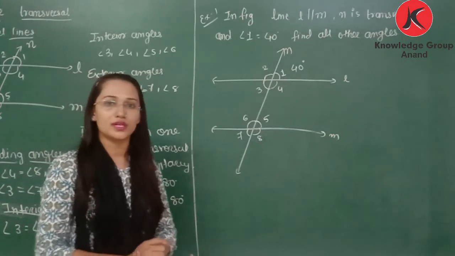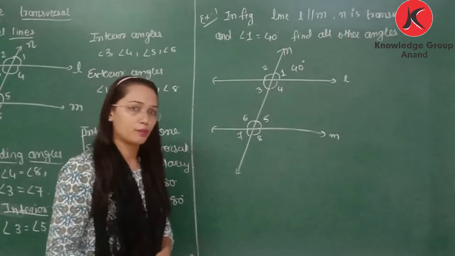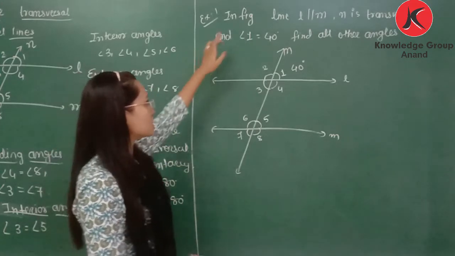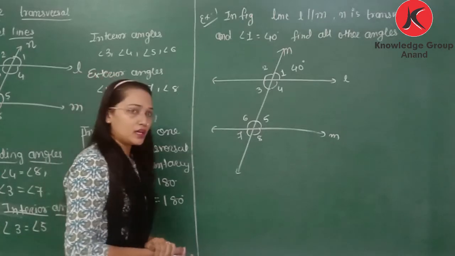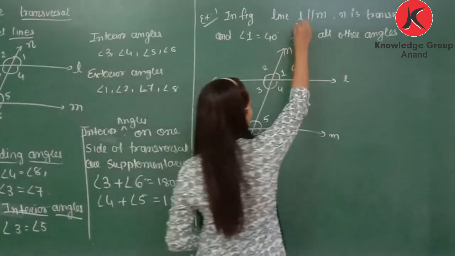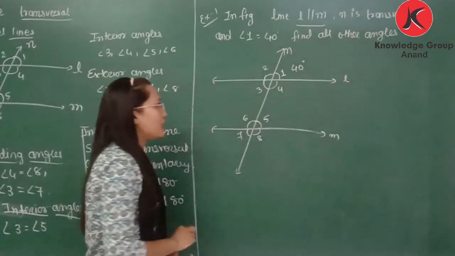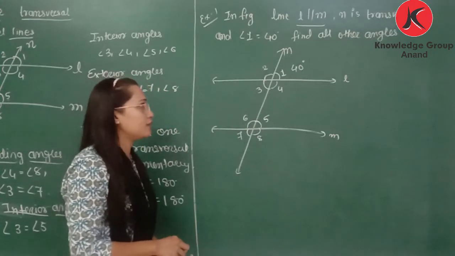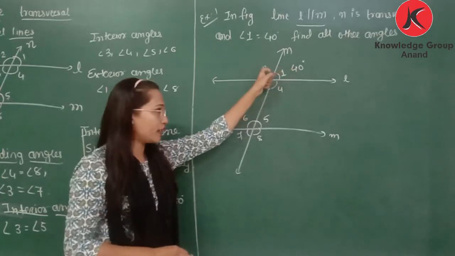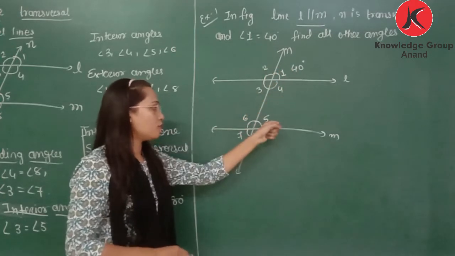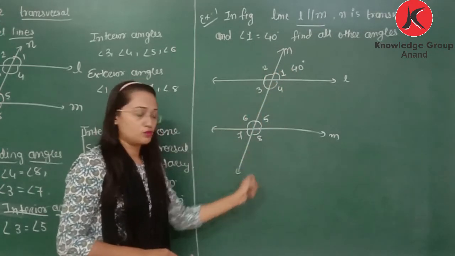You can also use the concept of linear pair to solve the examples. So let's start with the first. In the figure, lines N and M are parallel. So these are the parallel lines. N is the transversal. Angle 1 is 40 degrees. Find the other angles. So here angle 1 is given and you need to find angle 2, 3, 4, 5, 6, 7 and 8. So let's start.